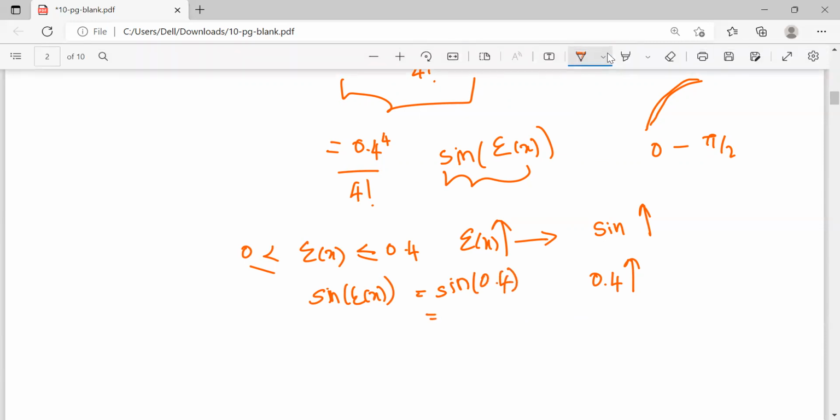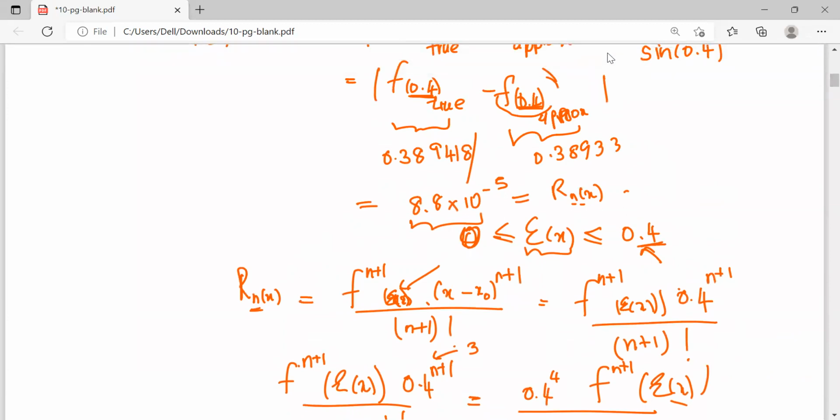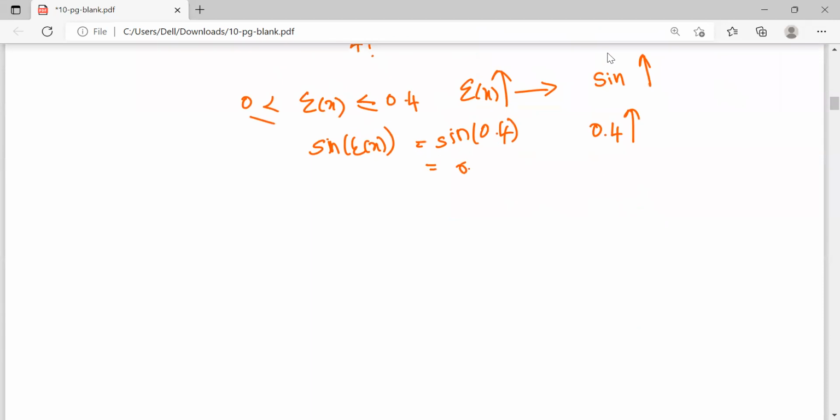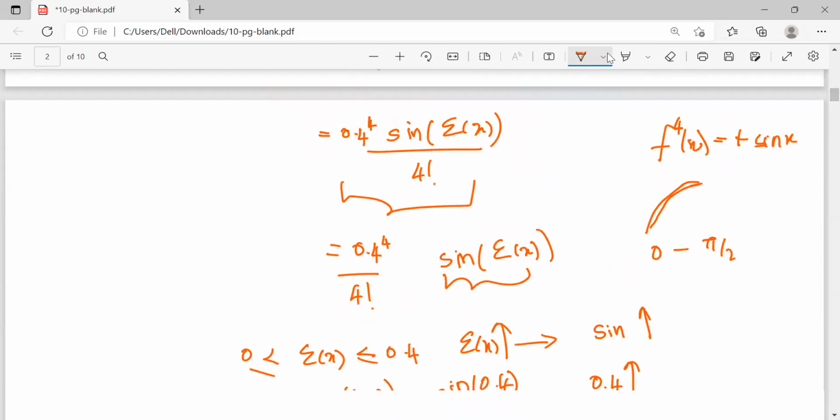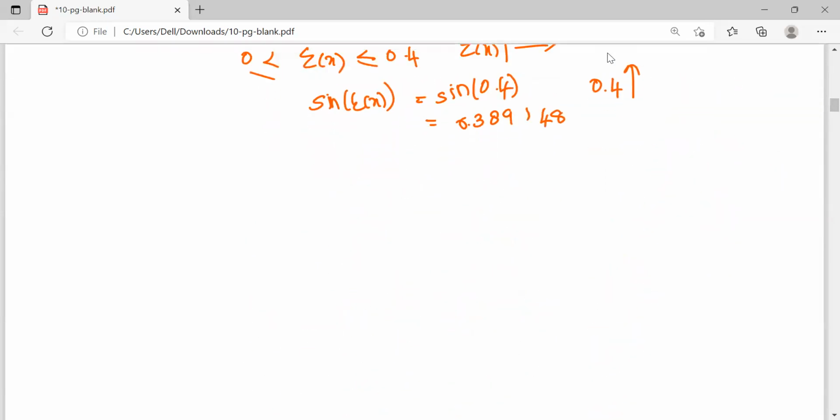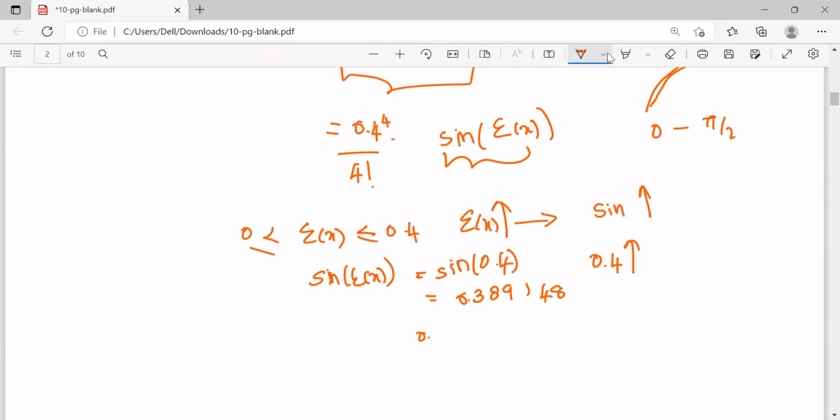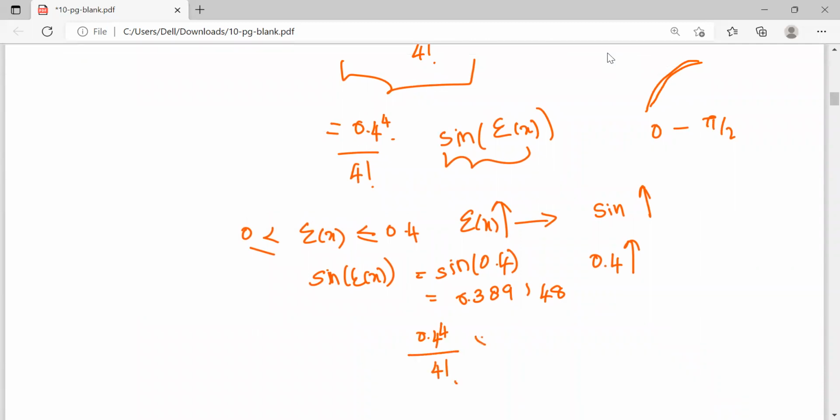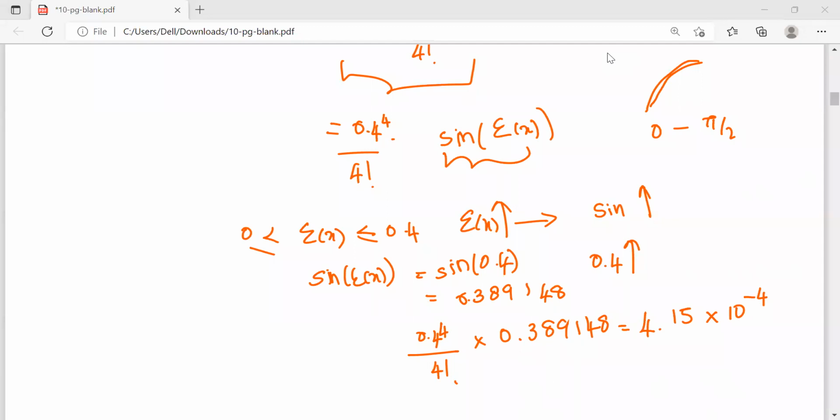We already know the value of sine 0.4. We calculated that true value here. It's going to be 0.389418, I think 0.389148. So now you can directly substitute the value over here. You get 0.4 to the power 4 divided by 4 factorial into 0.389148, and if you use the calculator to solve this, you get 4.15 into 10 to the power minus 4. So this is the value.